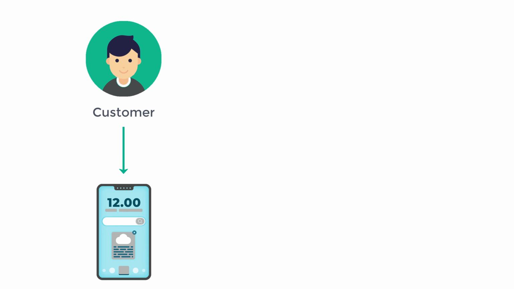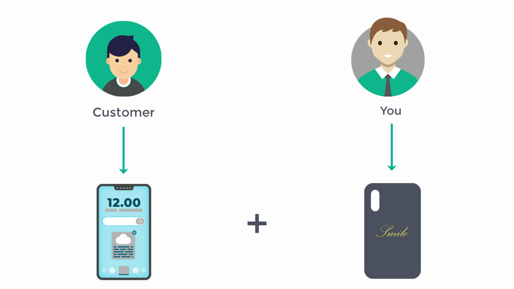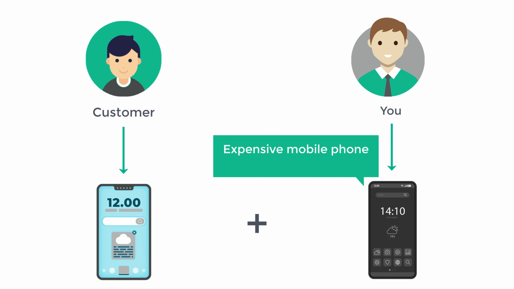So the first feature is called Upsell. Upsell is the process of convincing your customers to buy an additional product, or you can also suggest a product at a higher cost. For example, if someone is purchasing a mobile phone, you can suggest them a mobile case as an upsell. Or you can also suggest them an expensive mobile phone with better features. In this way, you can increase the overall profit for the sale.